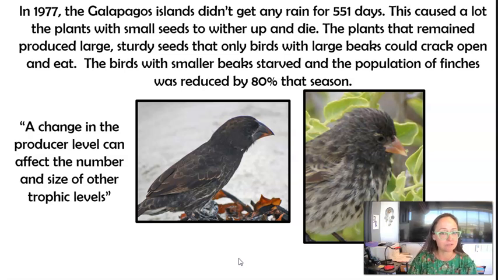And that really came down to a lack of producers on the island. And therefore it couldn't support herbivores. And if there were large predators that ate the finches, then they wouldn't be supported, etc. And it would ripple through the trophic levels.